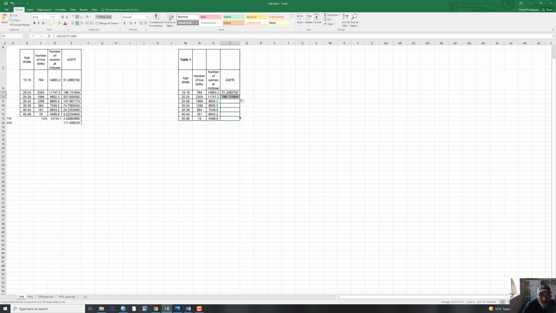I grab it and drag it down, it'll repeat it for each of these cells. So I get all of the age-specific fertility rates. Now, that'll give me what I want to this point to get the total fertility rate.